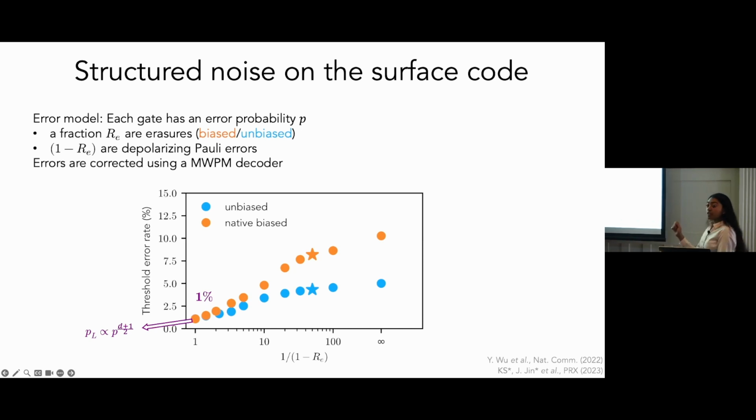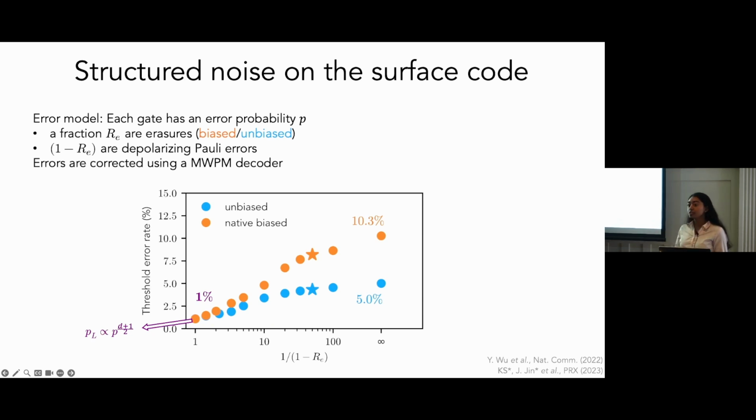So your gates, if your physical qubits experience only Pauli errors, your gates need to fail with a probability of less than 1% to achieve advantage in that regime. Now, all the way over on the right, where you have all erasures, our thresholds are 10% for biased erasures and 5% for unbiased erasures.